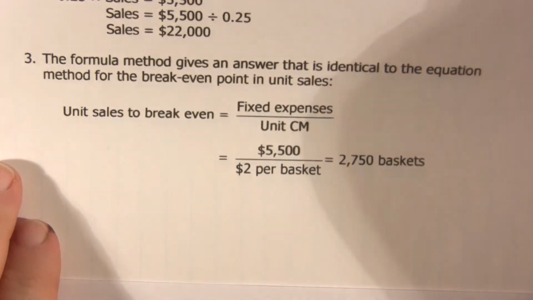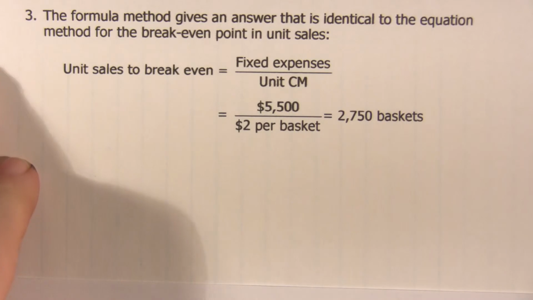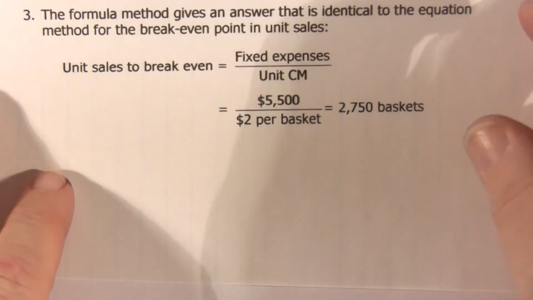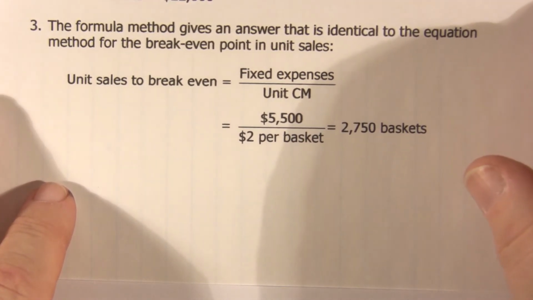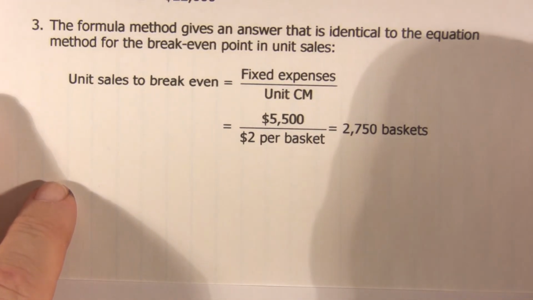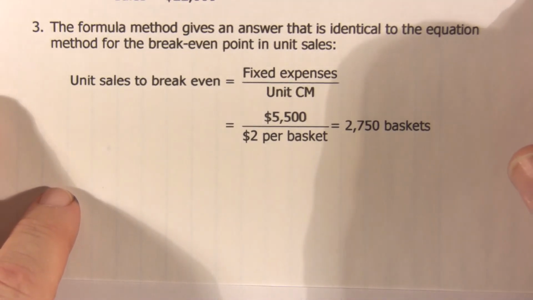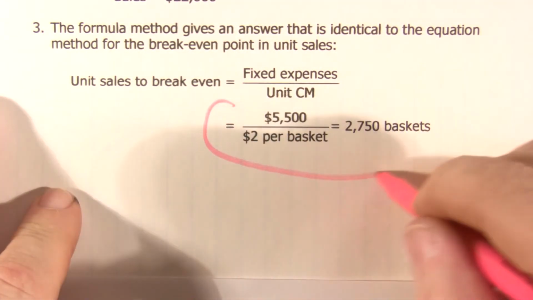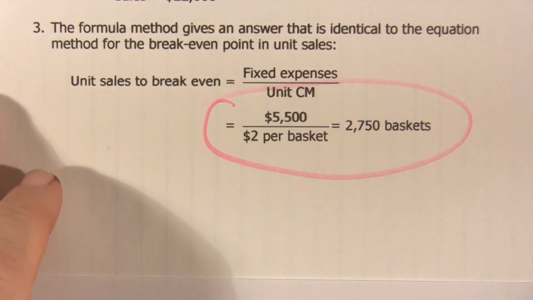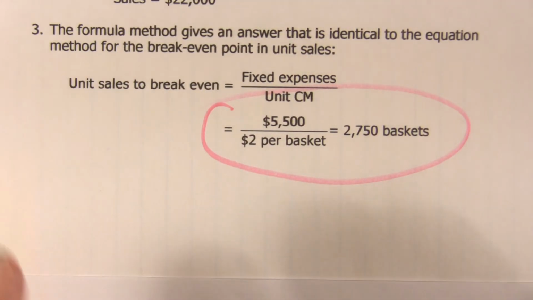It asks us to come up with the break-even point in units and in sales. Another way we can do that is to take our fixed expenses and divide by the $2 per basket, essentially what we did in the equation method. The formula method is just another way of saying the same exact thing. As a matter of fact, when you get to the end of the equation method, you are basically using this formula, and we'll come up with the same answer.